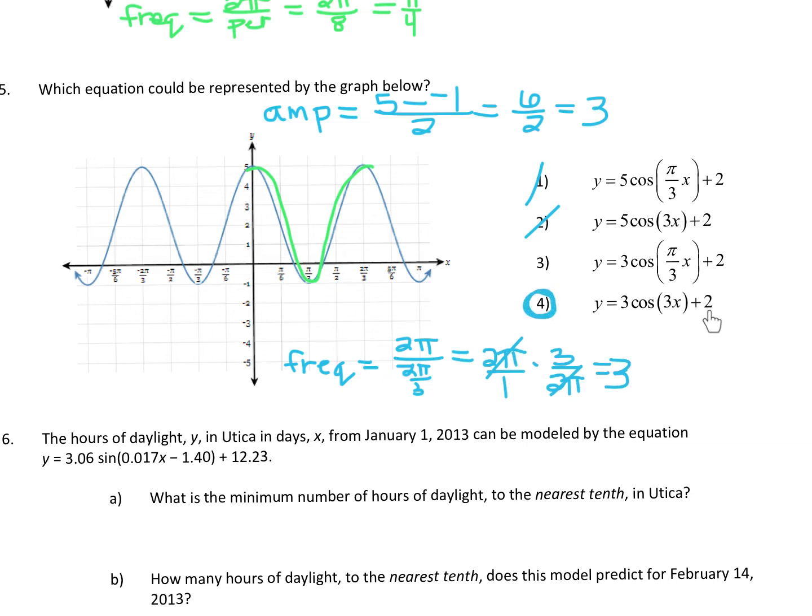Okay, to find the vertical shift, we know the vertical shift is equal to the max, which is 5, minus the amplitude, which is 3, and that's how they get the 2.